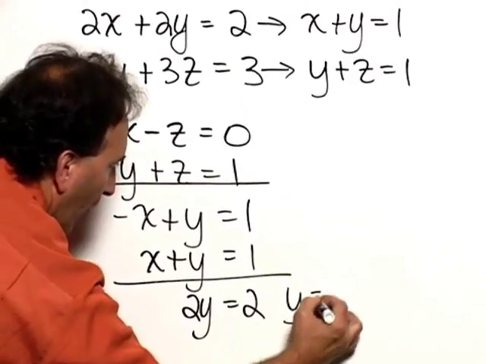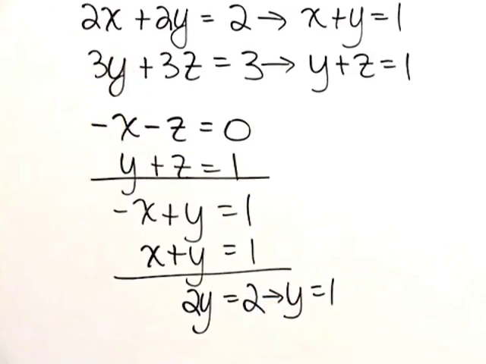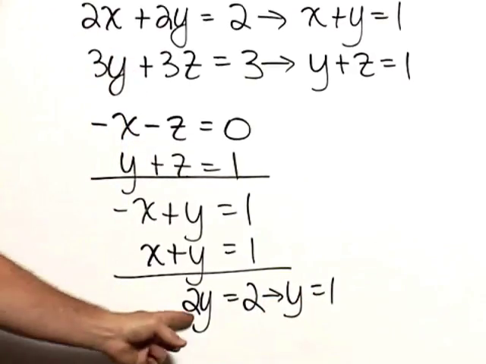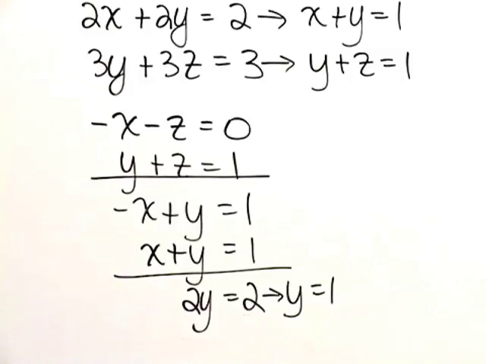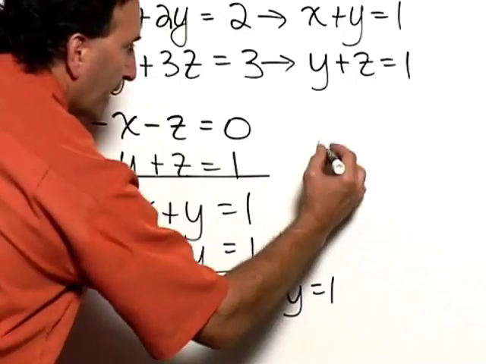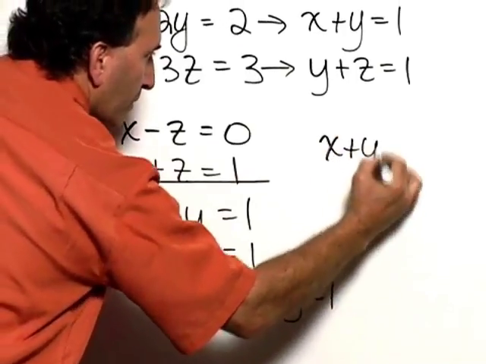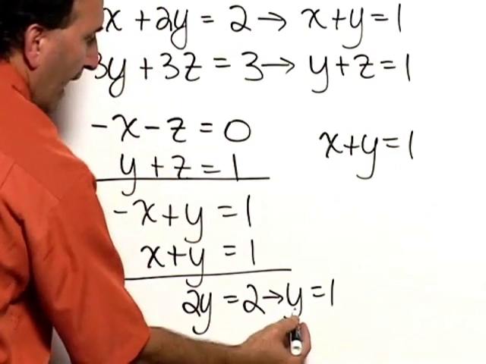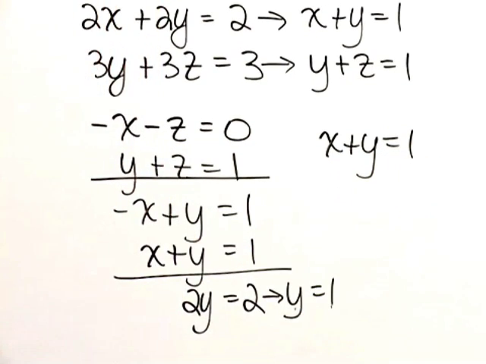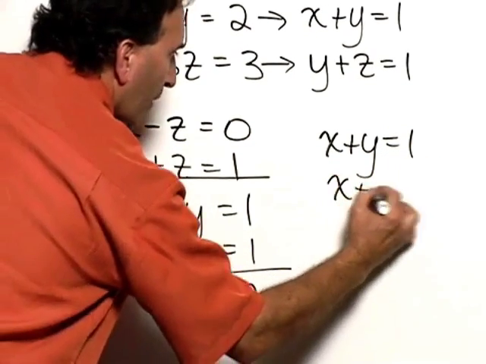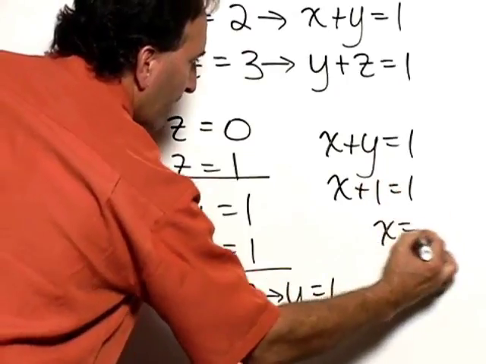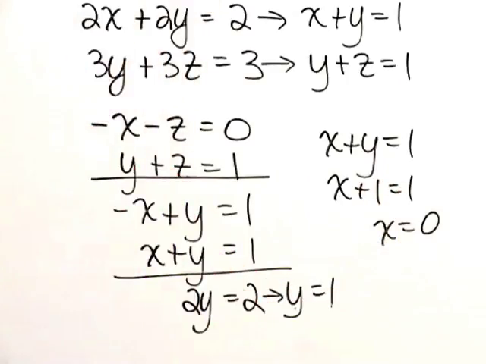And therefore, y is equal to 1. We divide both sides by 2. 2 divided by 2 is 1. Well, with y equaling 1, we can go back up to the second equation, which is x plus y equals 1, and substitute y equals 1. X plus 1 equals 1. X is equal to 0.